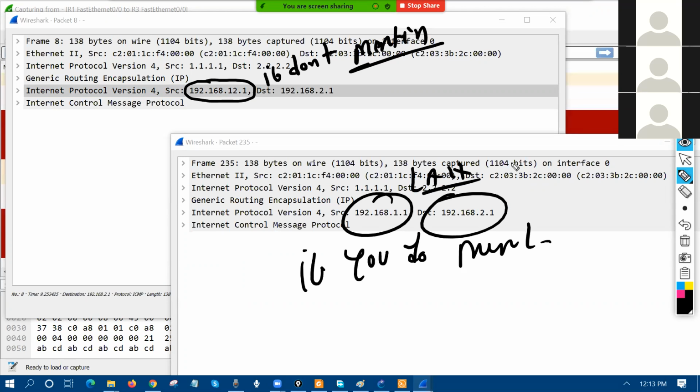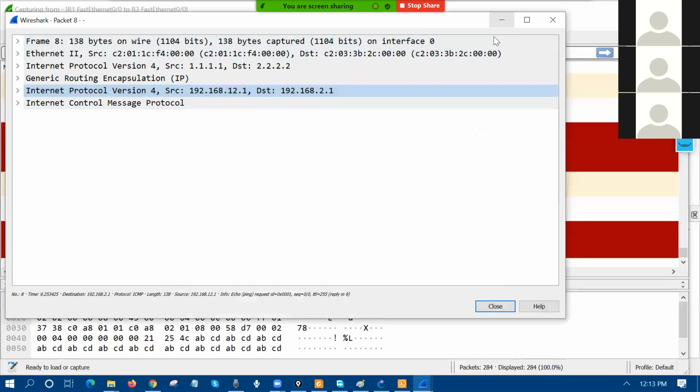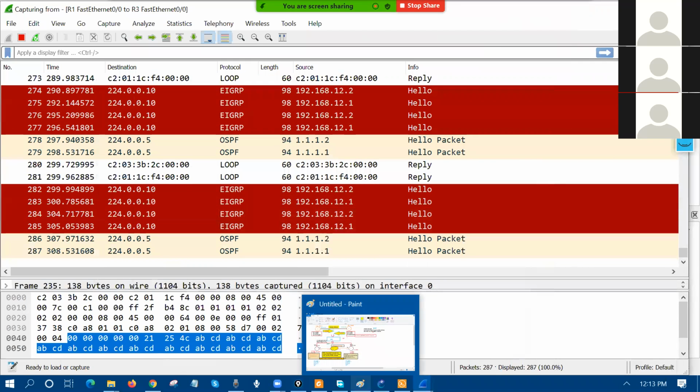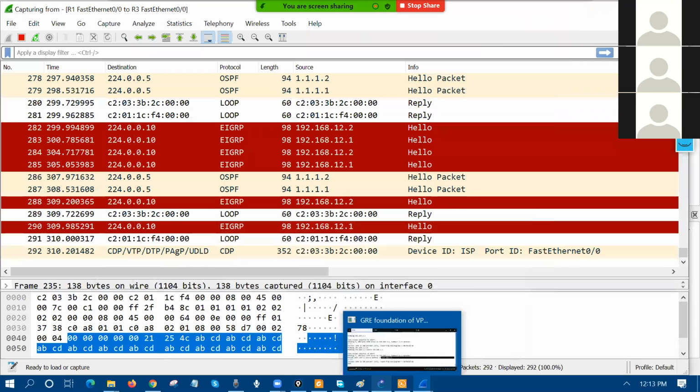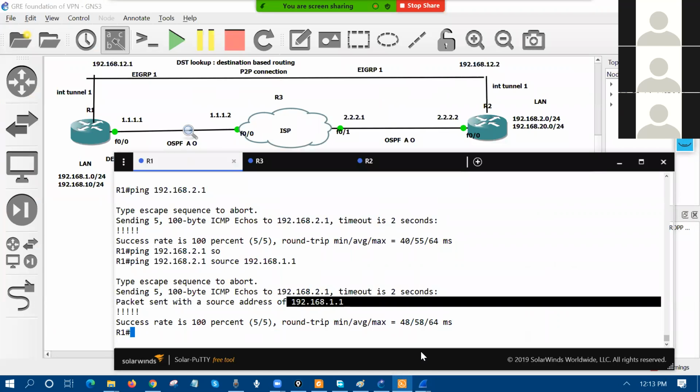This thing you can achieve through the GRE. All good? So now basically when you're doing an IP over IP, your source is 12.1 and your destination is 2.1 or 2. So basically when somebody is trying to intercept a packet in the middle, the man in the middle.